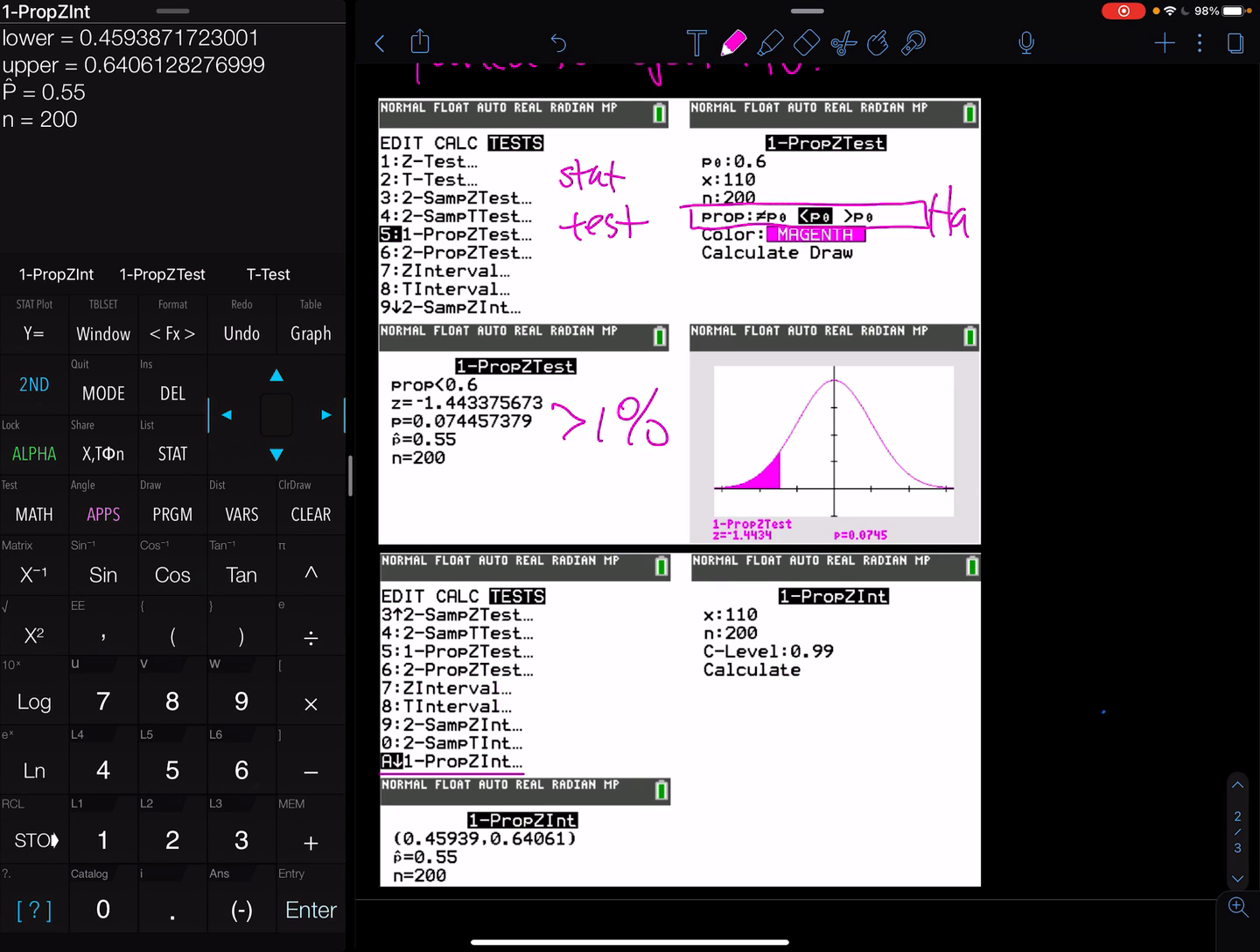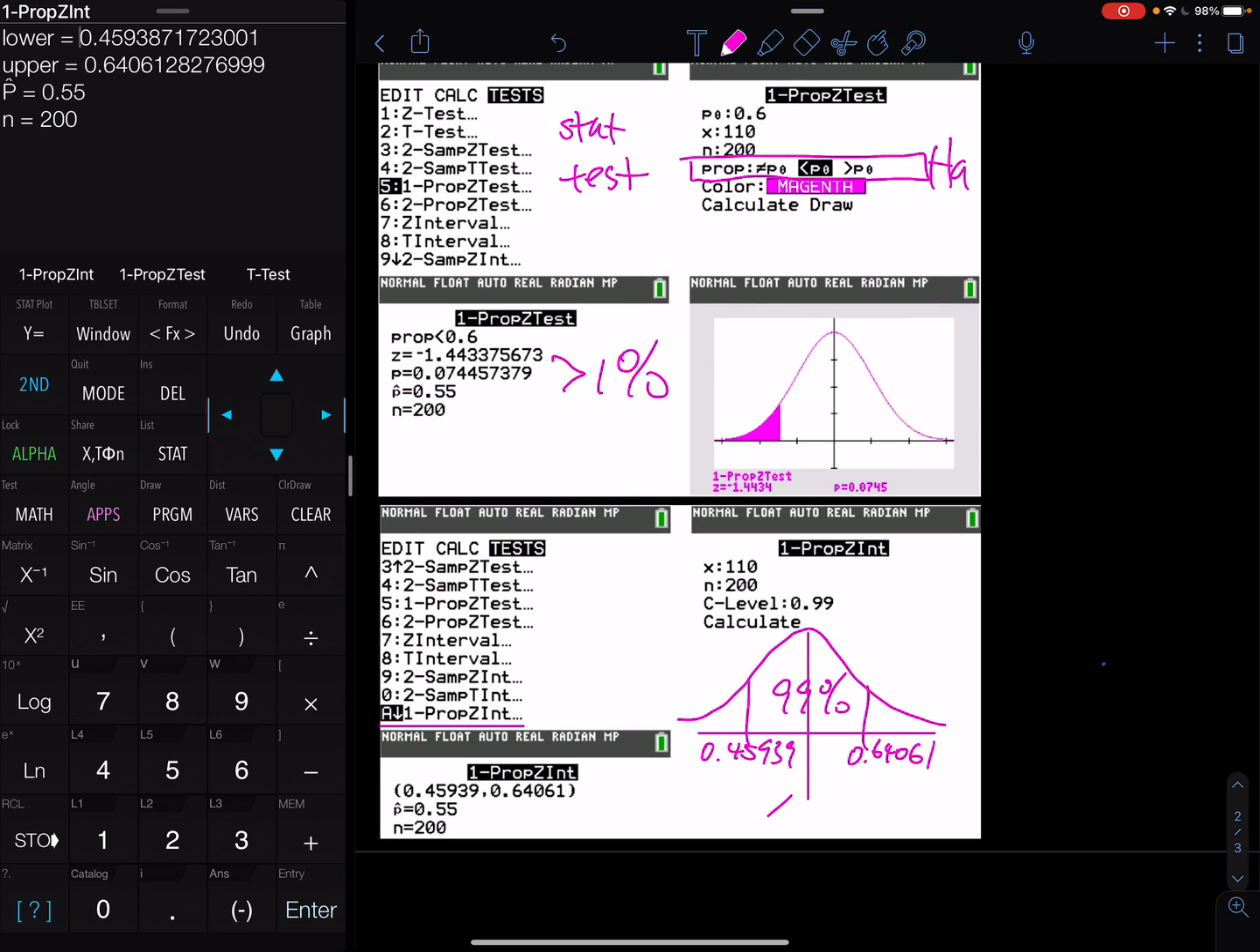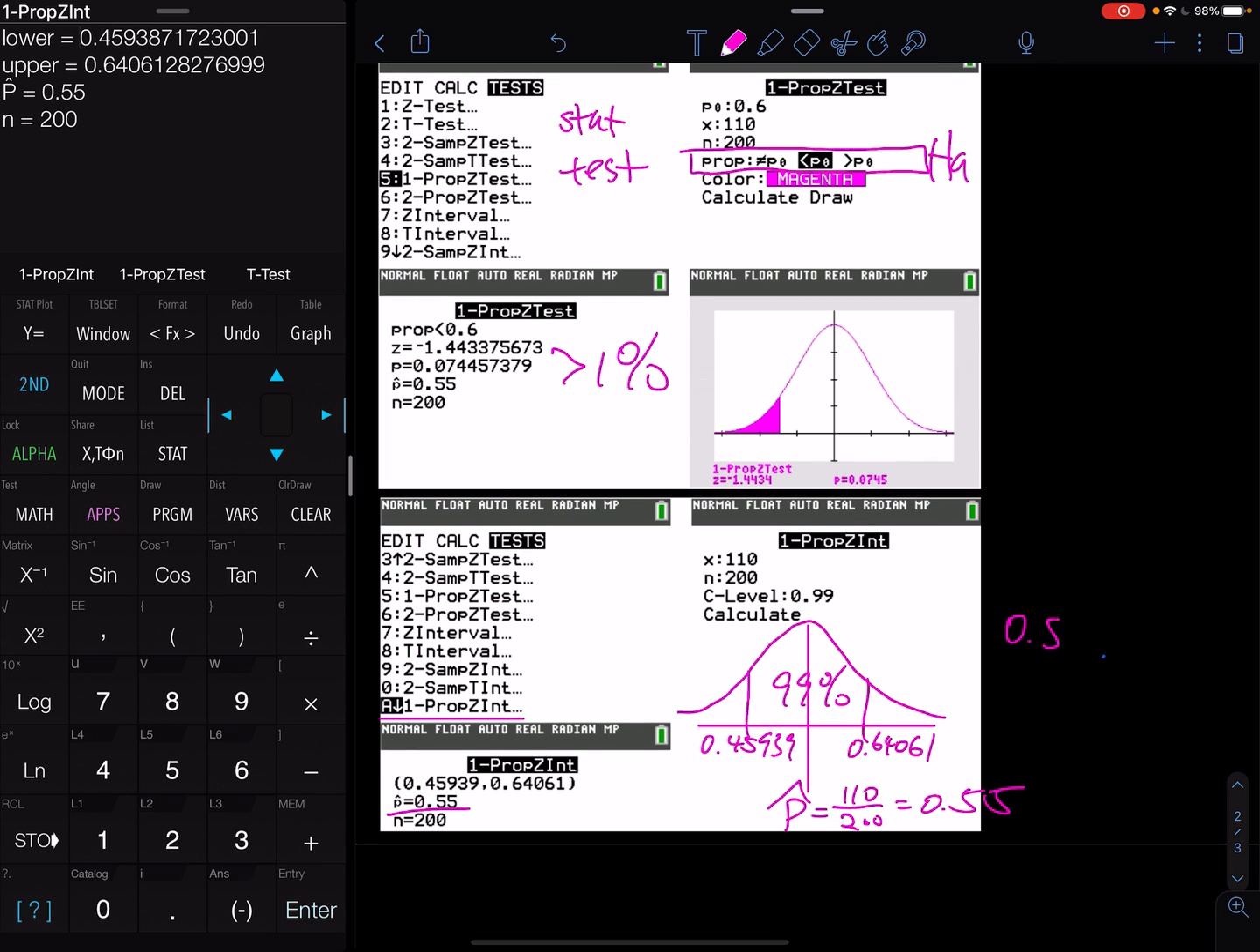And then in case you are asked to draw a picture for the confidence interval, this is what you have to do. They will give you a bell curve, and then you have 99% right in the middle. The lower limit is 0.45939. The upper limit is 0.64061. And then what is in the middle? You have the sample proportion p hat, which is 110 divided by 200. Of course, they approximate that for you to 0.55. So you have 0.55 plus or minus margin of error to get the lower limit and the upper limit.